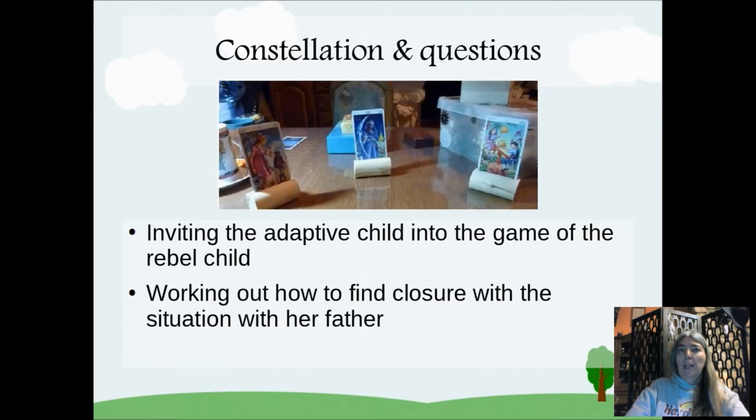And in the beginning, for her it was the adaptive child versus the rebel child. That was what she was focusing on. And in an intuitive way, she put the adult person out of the situation. So in the beginning we were talking just about the children parts inside of her. It was about inviting the adaptive child into the game, into the playing of the rebel child, and what the adaptive child might need to be capable of playing.